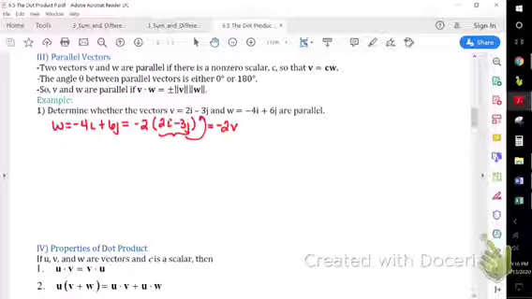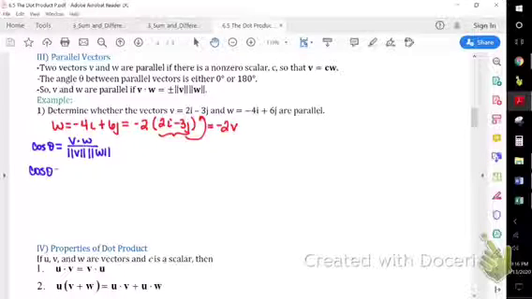But we need to prove it. So how are we going to do that? Well, we can find their angle. Remember, if their angle is 0 or 180 degrees, then they're parallel. So how could we find that angle? Just like what we did in part 2, we know the formula that cosine of theta is equal to v dot w over the magnitude of vector v times the magnitude of vector w.